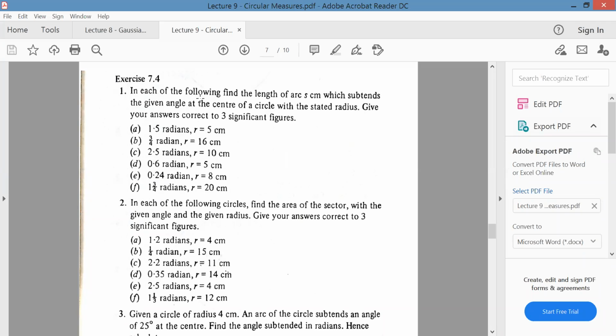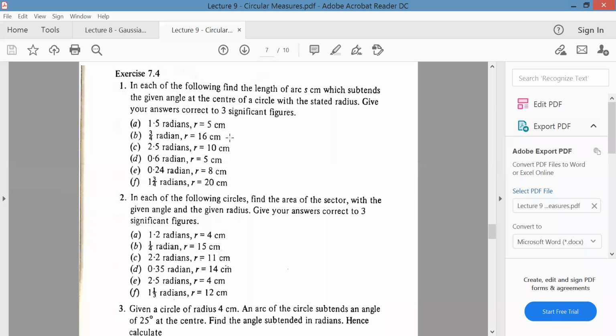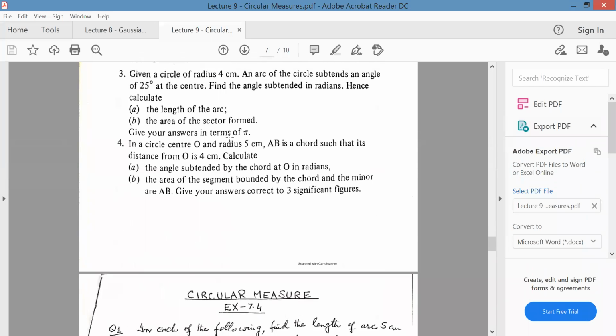Okay, in each of the following, find the length of arc in centimeters, which subtends the given angle at the center of a circle with the stated radius. Give your answer correct to three significant figures. Part A: 1.5 radians is the angle and r is 5 centimeters. This is the radius of the circle. Let me solve this question and show you.